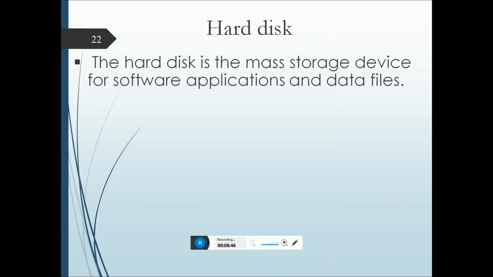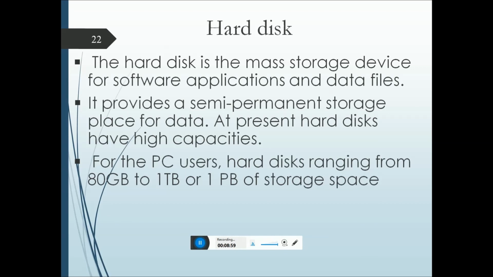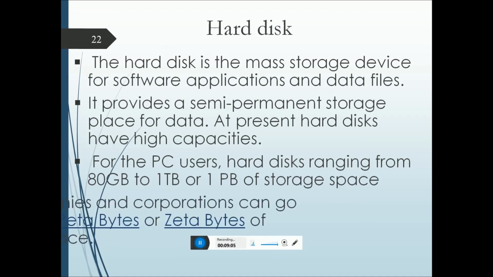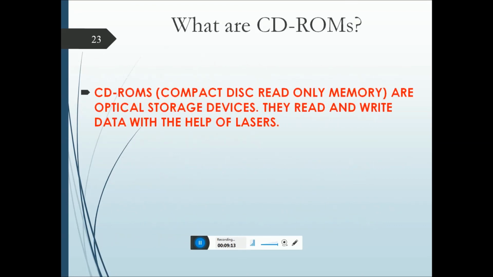The hard disk is a mass storage device for software applications and data files. It provides semi-permanent storage. Present hardware disks have high capacity, ranging from 80 GB to 1 terabyte or even 1 petabyte of storage space. Big companies have corporate systems that can hold high amounts, such as terabytes of storage space.